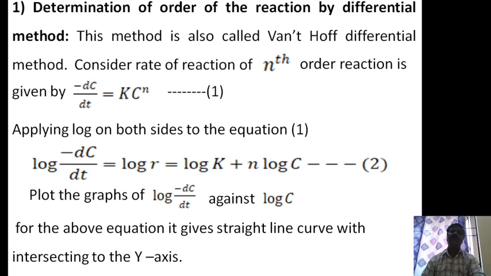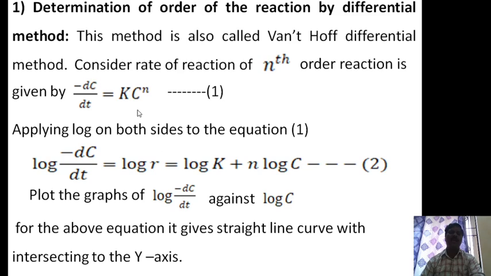This method is also called the van't Hoff differential method. For that, consider the rate of reaction of an nth order reaction, given by minus dc divided by dt equal to k into c to the power of n. Applying the log on both sides of this equation, you will get log of minus dc divided by dt equal to log r, the rate, equal to log of k into c to the power of n.